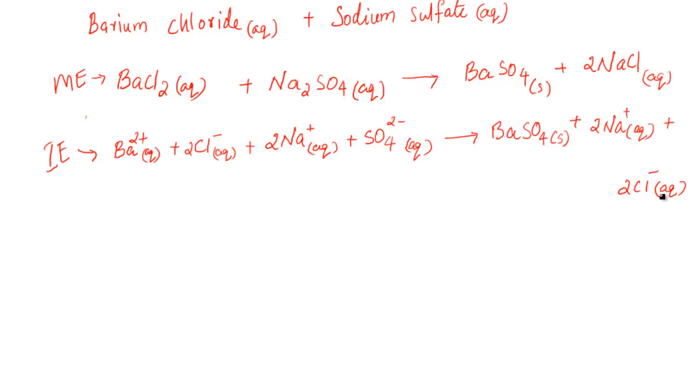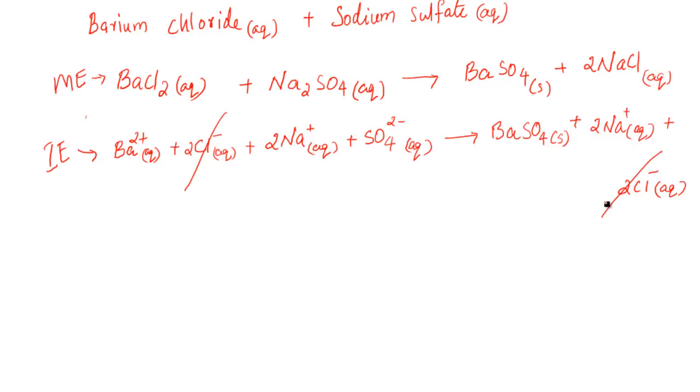We split every aqueous species into its corresponding ions. What is the next step? We need to look for the spectators. So spectators are ions that exist on both sides of the equation. So let's start with the first one. Ba2 plus aqueous. Do I have Ba2 plus aqueous on the right side? No, I don't. Right? Okay. How about 2Cl minus? Do I have on left side and right side? Yes, I do. So that is one set of spectator ion.